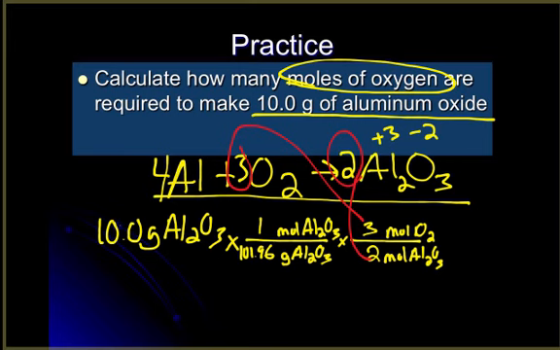Now that we've got this all taken care of, plug in your calculator and solve. 10 times 3 divided by 101.96 times 2. 3 significant figures, so 0.147 moles of oxygen. That's it, guys.